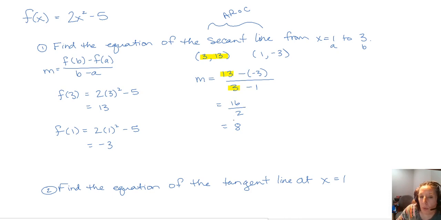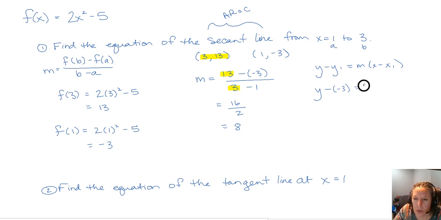So we have our points, we have a slope. We can plug into our point slope form of a line. Y minus y1 equals m times x minus x1. Plugging those in, I'm just going to go ahead and use the 1 and negative 3, just because it's smaller numbers. So y minus a negative 3 equals our slope that we found was 8 times x minus 1. Again, make sure that these are coming from the same point.